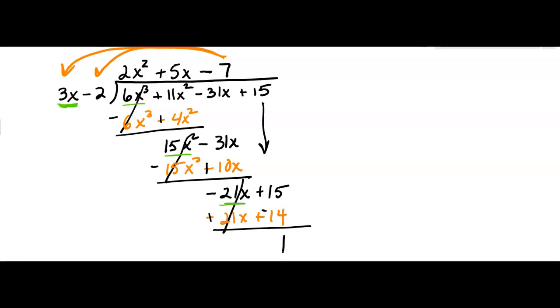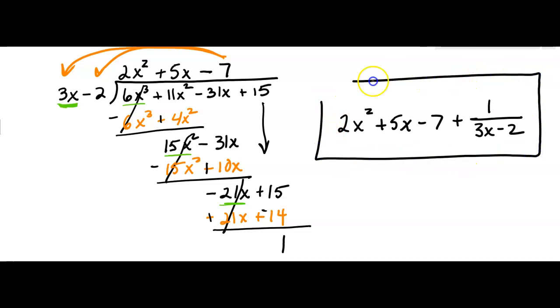Okay, so how do we want to write this? I would write it as the final answer, 2x squared plus 5x minus 7 plus 1 over the divisor. That's how I would write it. So you have the polynomial all as one piece with the quotient and the remainder.